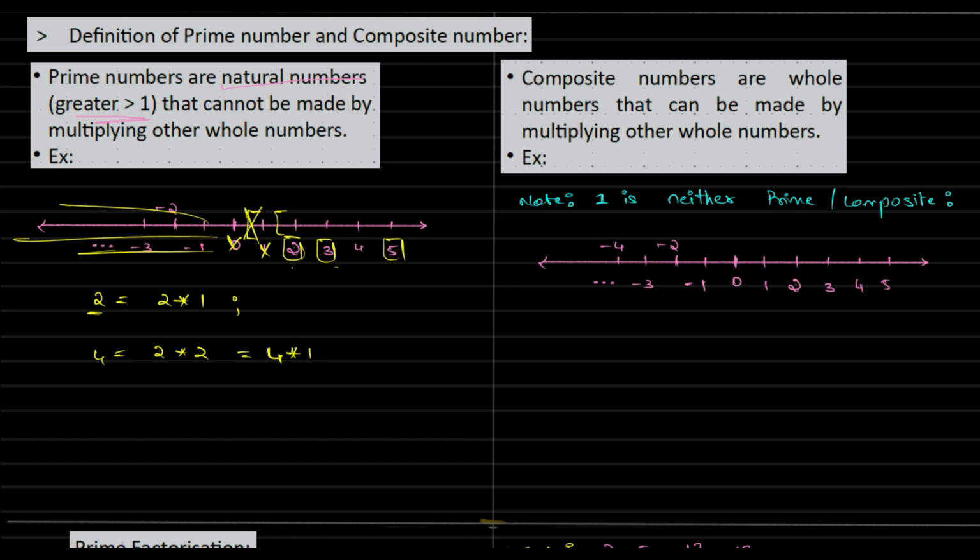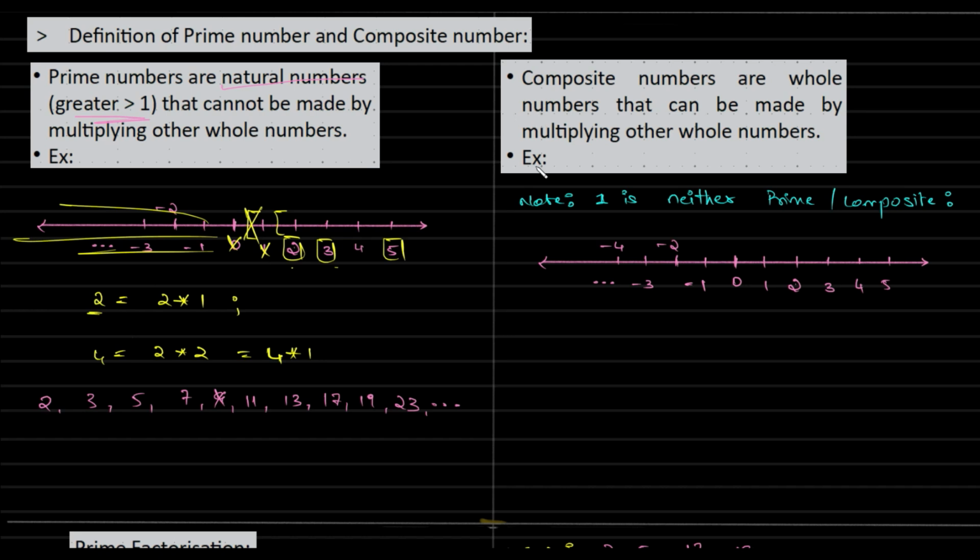If we start writing down till 100, we'll start with 2, 3, 5, 7, sorry, 11, 13, 17, 19, 23, and so on and so forth. Okay, those are all your prime numbers.